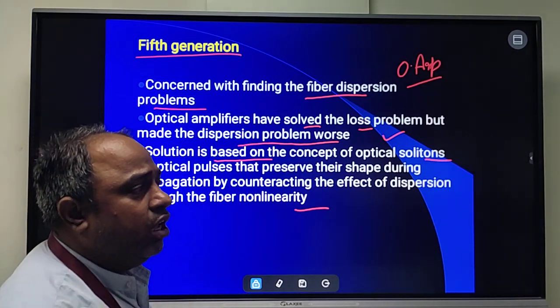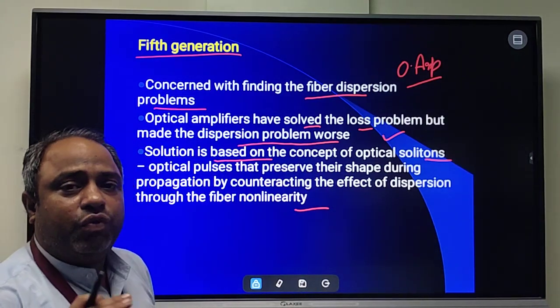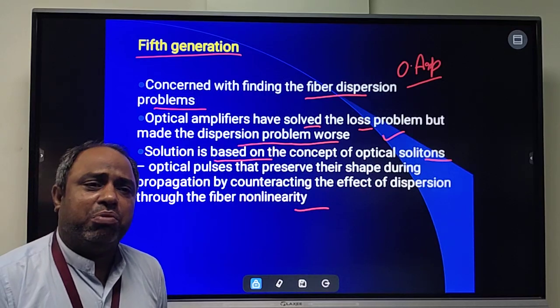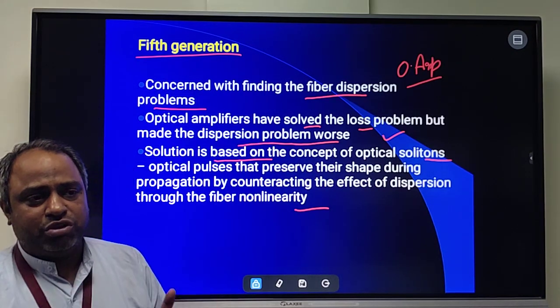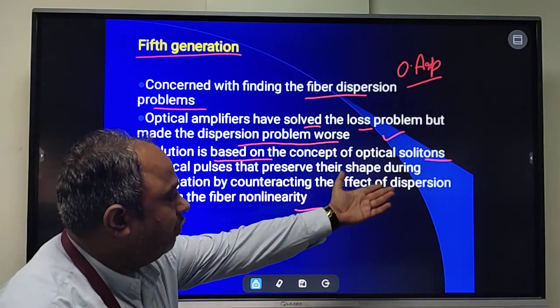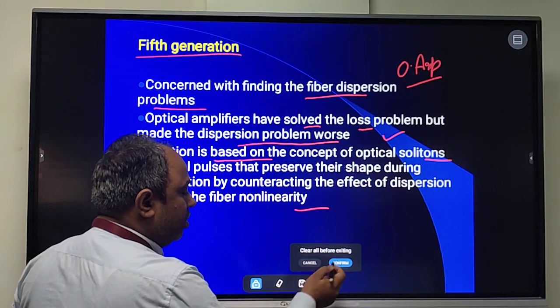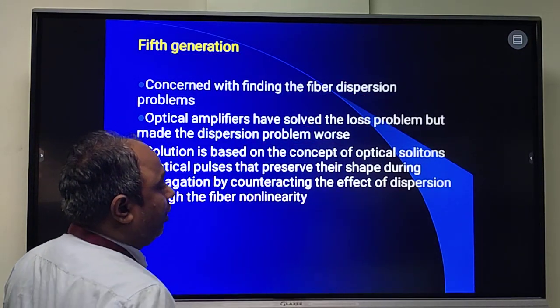We should try to avoid such things during transmission in the fifth generation. So we use multiple amplifiers, multiple sources of the amplifiers, and multiple mediums of signal transmission to avoid the effect of dispersion and many more things. So this is the fifth generation, which is an enhancement of optical communication.